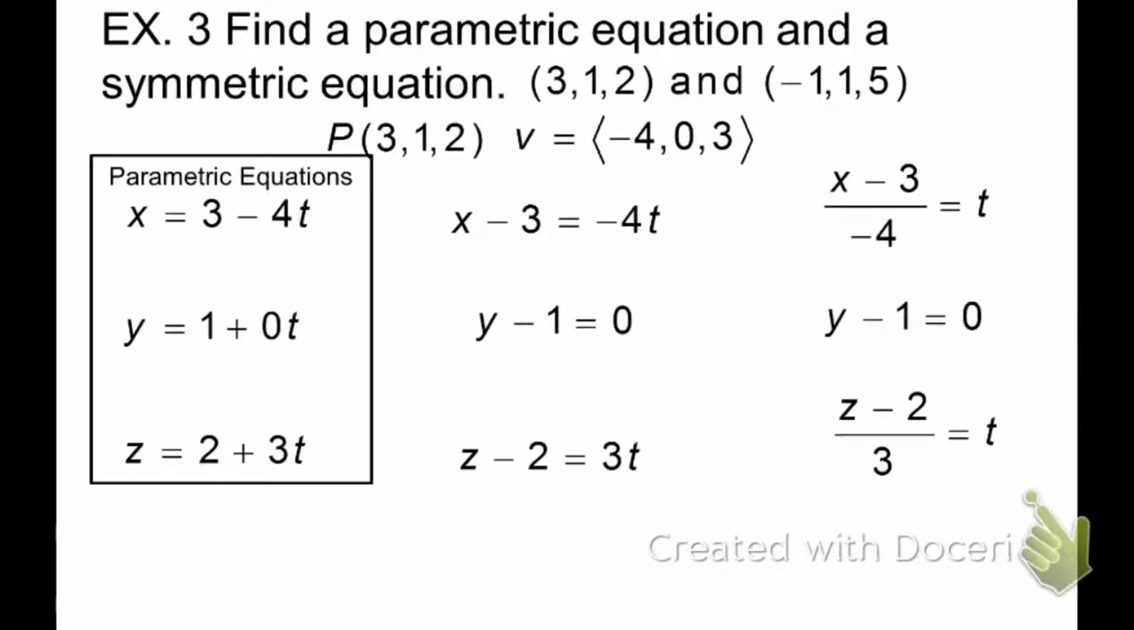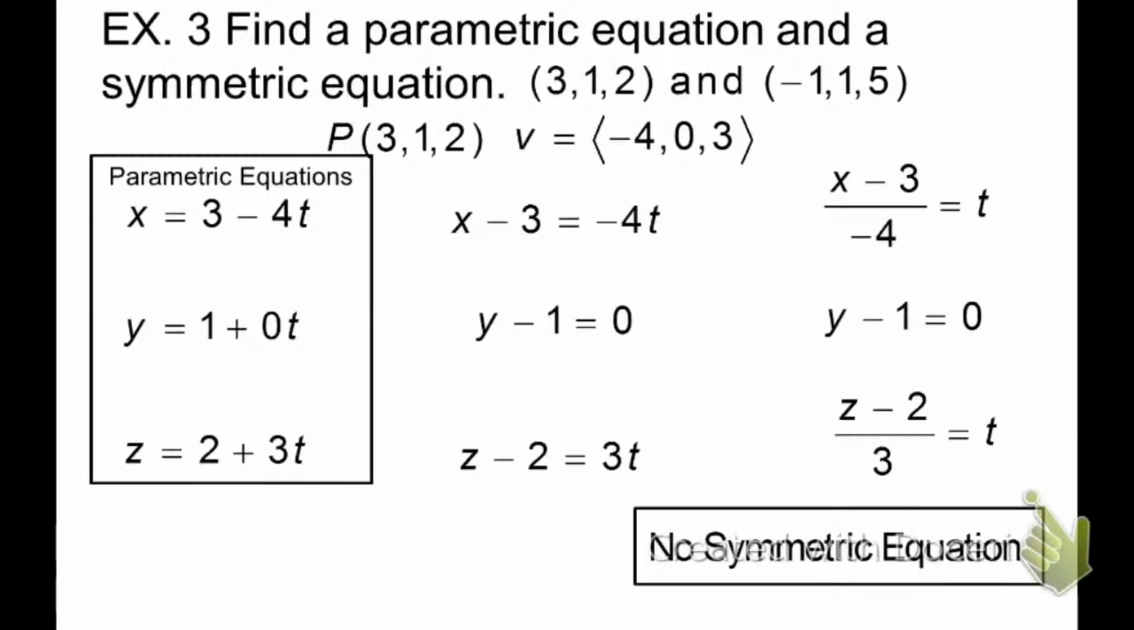Now in the previous 2 examples, all 3 equations equaled t. I could substitute them for each other, which would be the symmetric equation. Since all 3 do not equal t in this case, y minus 1 equals 0 and not t, then there are no symmetric equations for this situation.